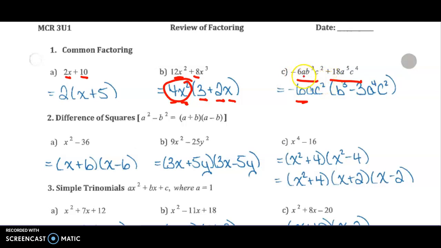Okay, and then you say to yourself, how many A's are in both terms? There's just the one, so I can get that out. Is there a B in the second term? Nope, so I can't get a B out. So that's not going to come out. And then I have C squared here. I have C to the 4 here, so I can get C squared out of both.